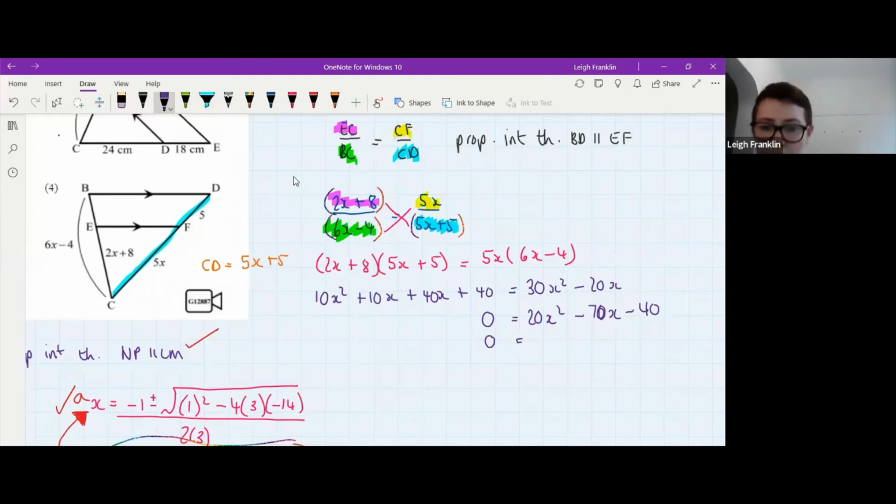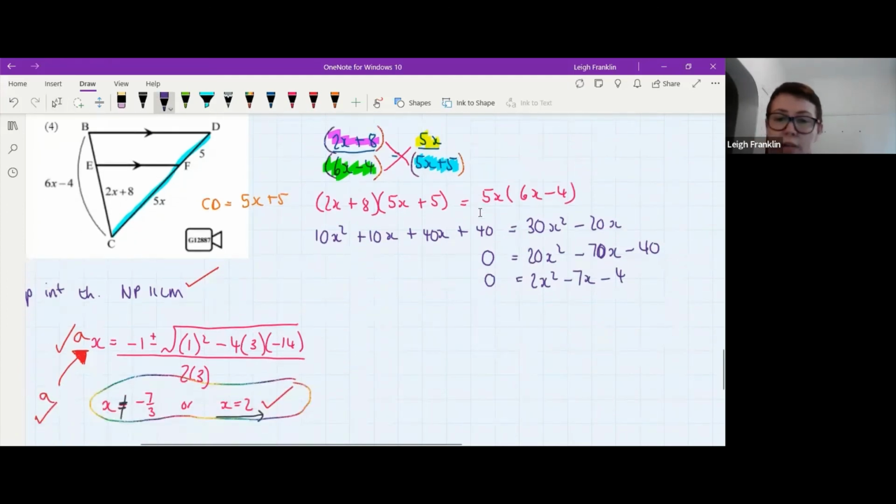No problem at all. So now if you wanted to, you could go straight from this step, 20x squared minus 70x minus 40, into the quadratic formula. Or you could divide through by 10 and write this as 2x squared minus 7x minus 4. Again, Matrix, if you are going to use the quadratic formula, you need to show that step, or else you need to factorize.